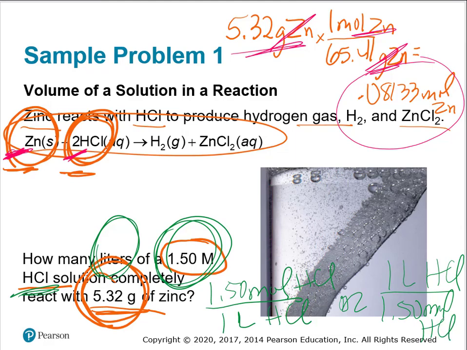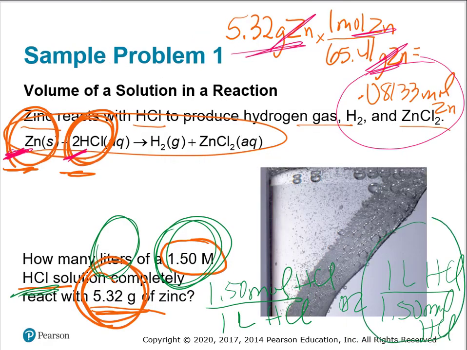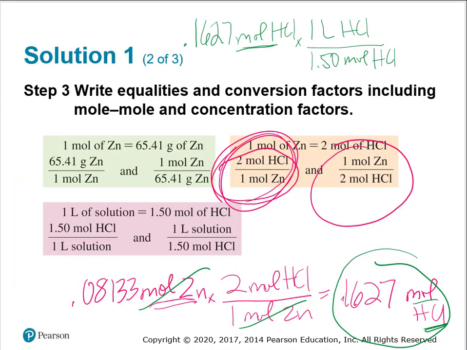Which one do you think we will want to use since I have 0.1627 moles of HCl? Remember, I want liters and I've got moles. So we want to use the expression to get rid of the moles of HCl. Therefore, we would use this conversion factor. We would say 1 liter of HCl for 1.50 moles of HCl. And notice that by doing that, the moles of HCl will cancel, leaving me with liters of HCl. That's what I'm trying to get to. And I got 0.10844 liters of HCl.